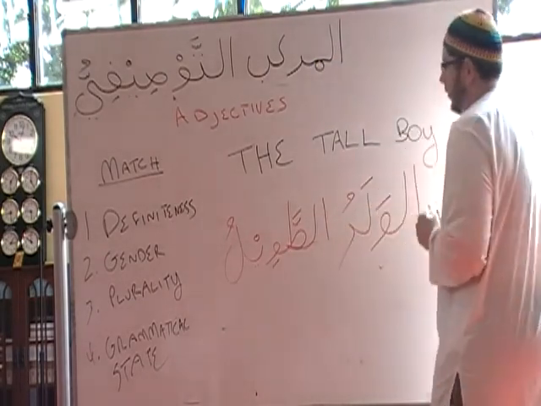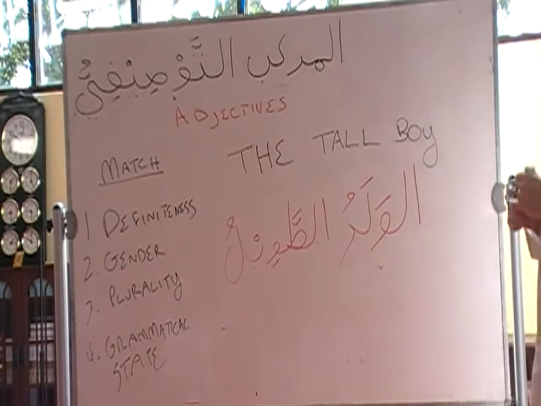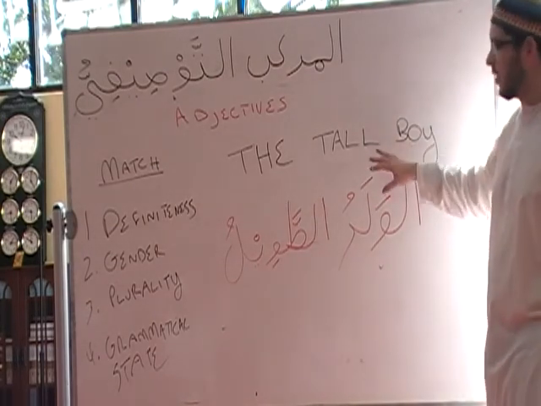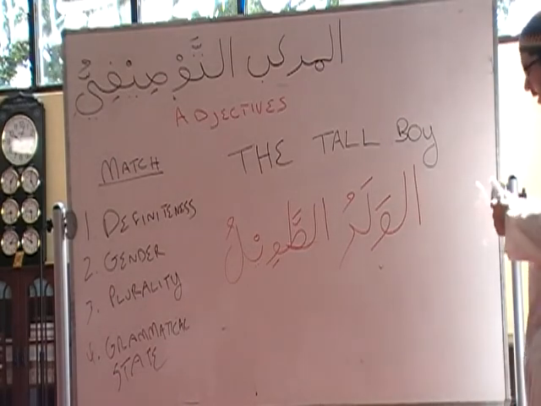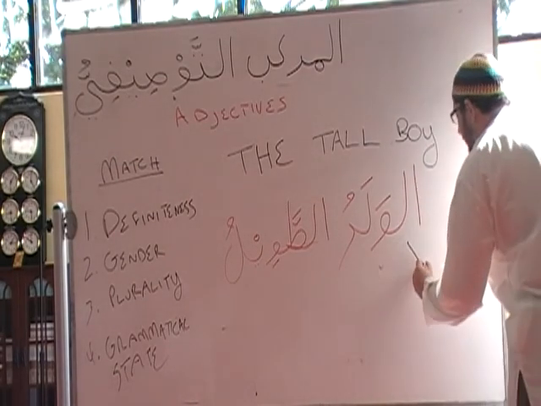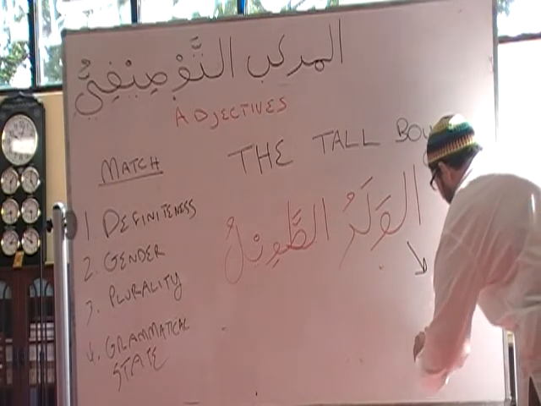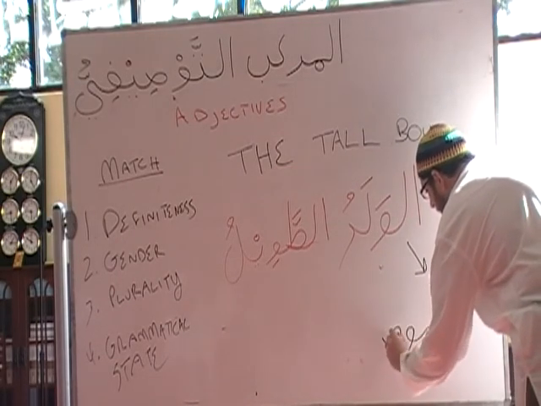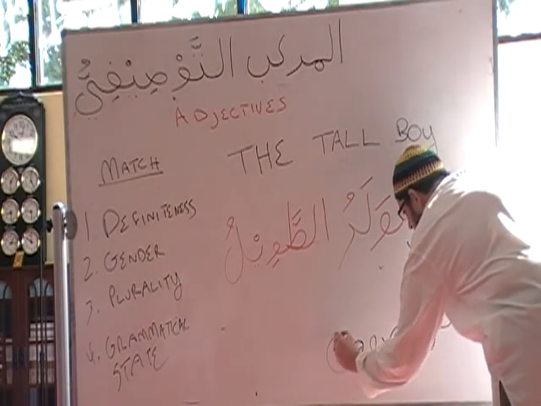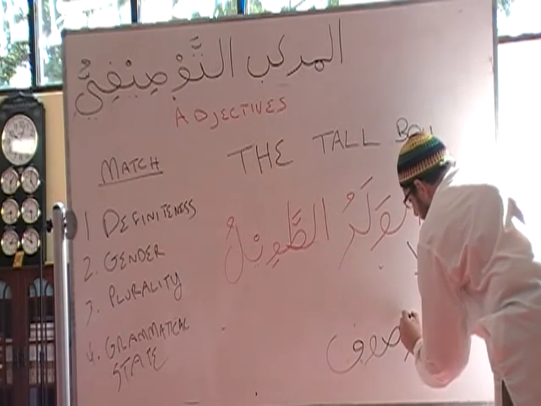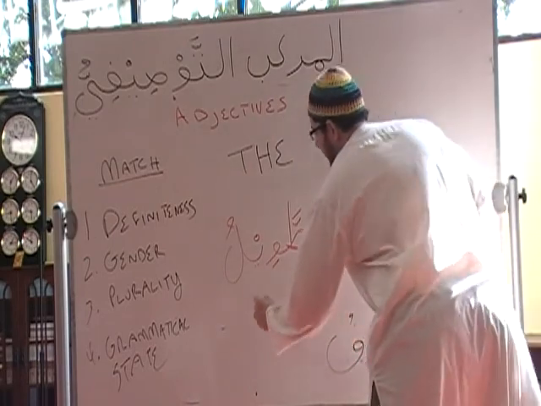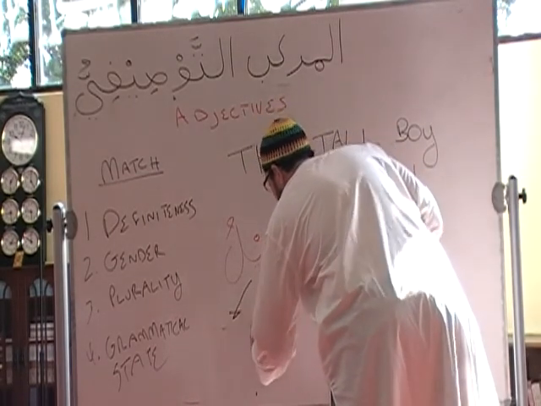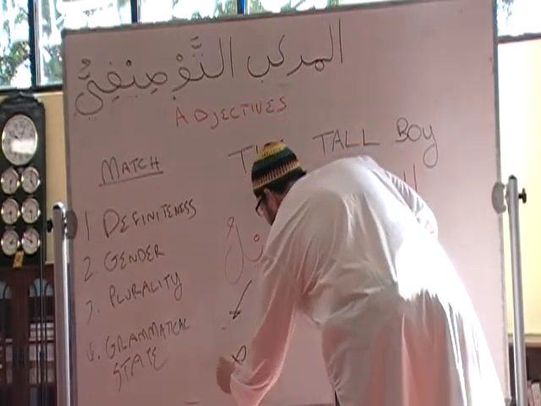Al-waladu, al-tawil. There's a few fundamental differences to understand between the English and Arabic, as you can tell already. Number 1 is that there's 2 parts. There's what's known as al-mawsuf, and what's known as the sifa. The sifa is the adjective, right? So as-sifa.